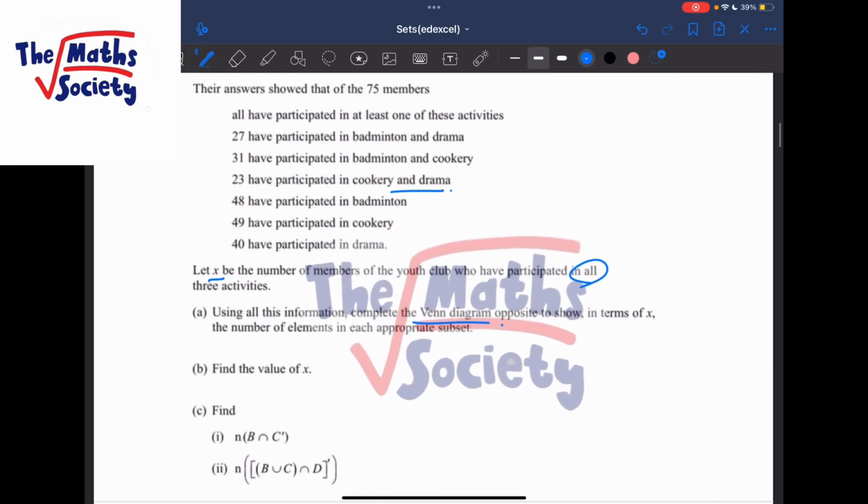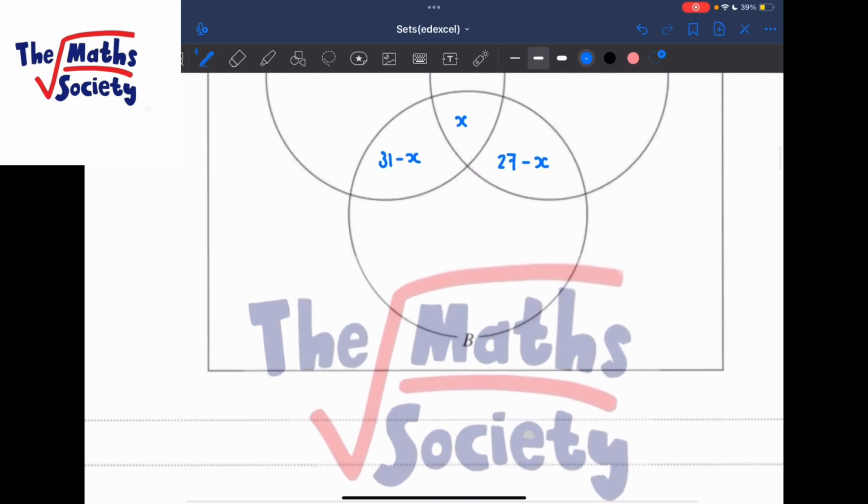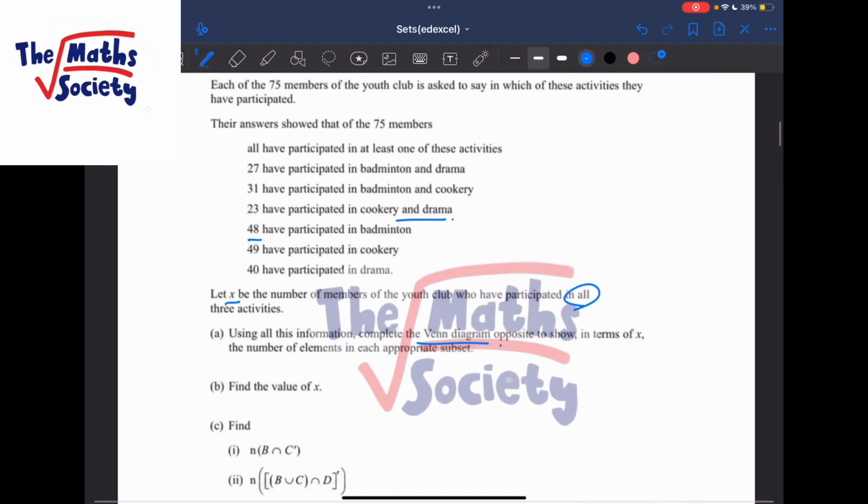And it says that 48 have participated in badminton. So only in badminton it's 48. But we know that it's 31 minus X, 23, all of it plus. So that's just going to be X minus 10. It's going to be the same for the other ones as well.